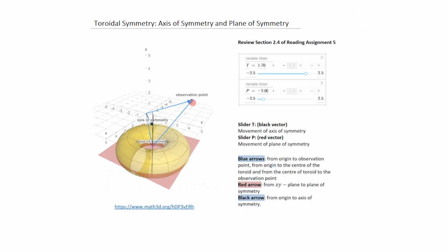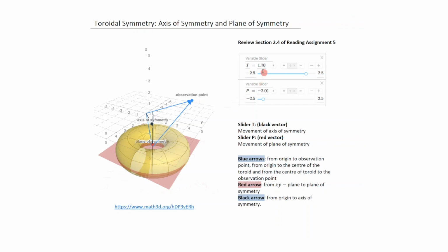Here you have an observation point, and then these various vectors representing the relative locations of the plane of symmetry and the axis of symmetry. The axis of symmetry is along a line which is parallel to the XY plane. And the plane of symmetry is, in this case, in the direction of minus z hat. And so this is the actual point at which we want to observe the field due to any form of current distribution that exists on this particular torus.